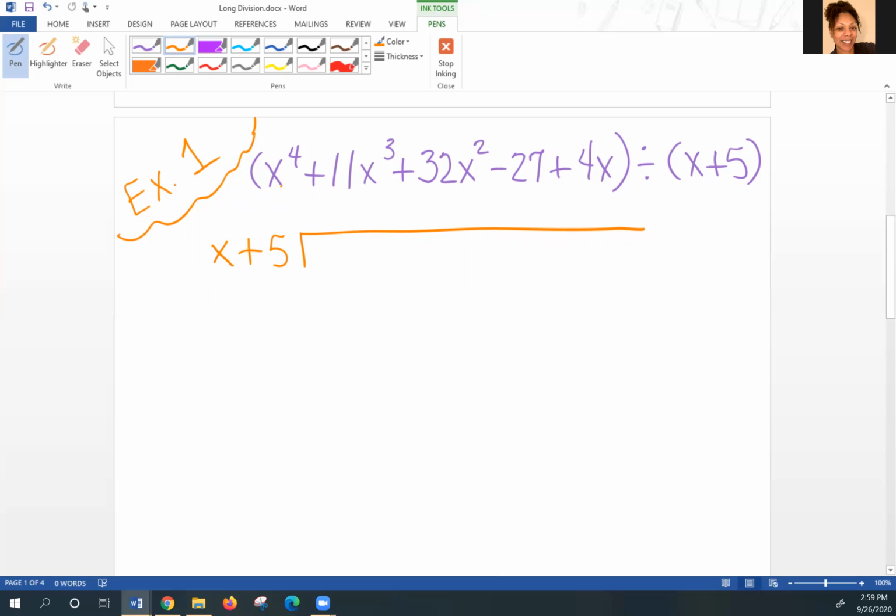So let's check. X to the fourth, x to the third, x squared. Well, I see I have a constant and then I have my x to the first. So I want to make sure that I swap those. I want to write it in standard form and put that x to the first next to the x squared. So this is what it would look like. X to the fourth plus 11x cubed plus 32x squared plus 4x minus 27.